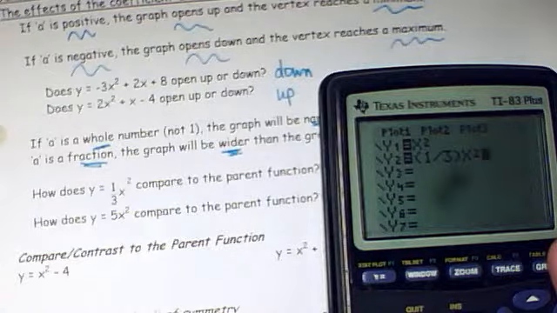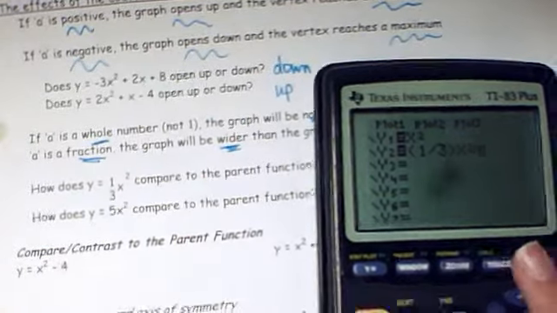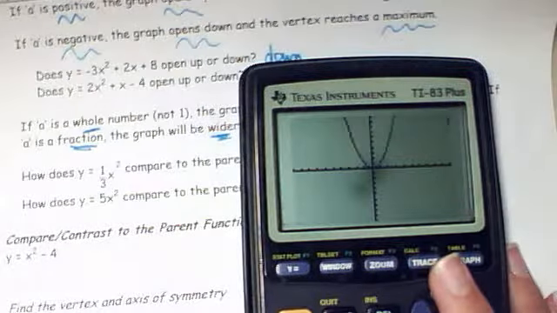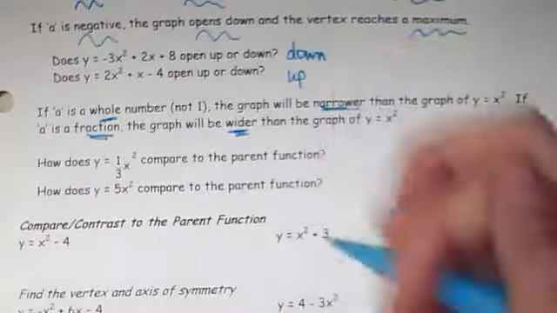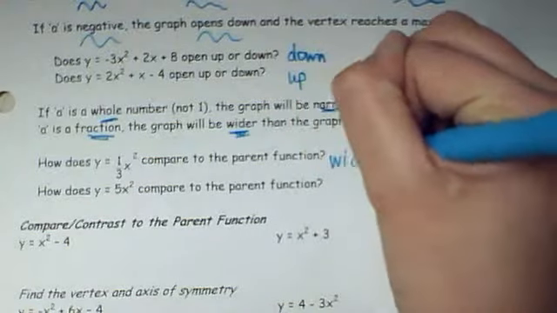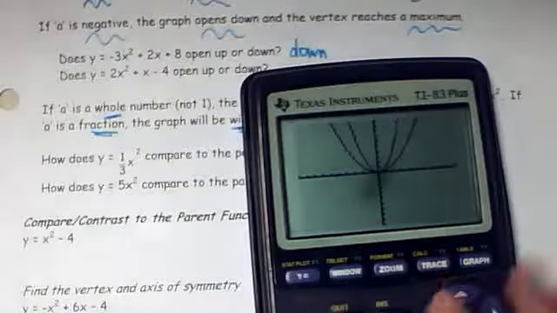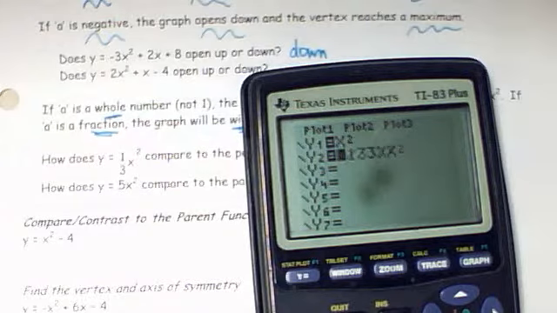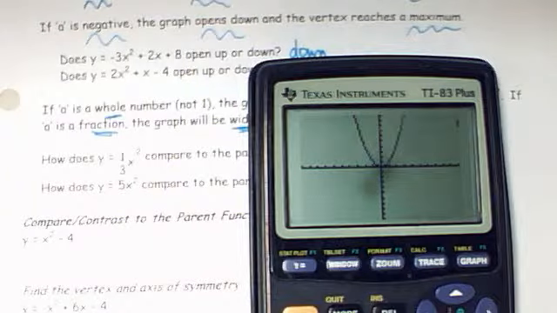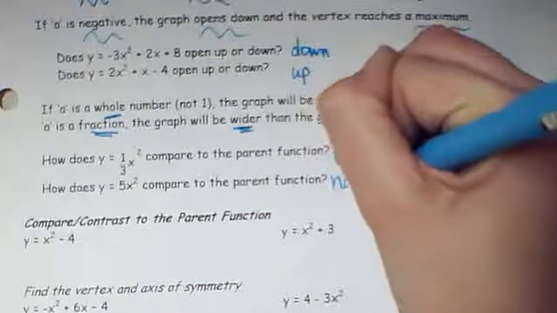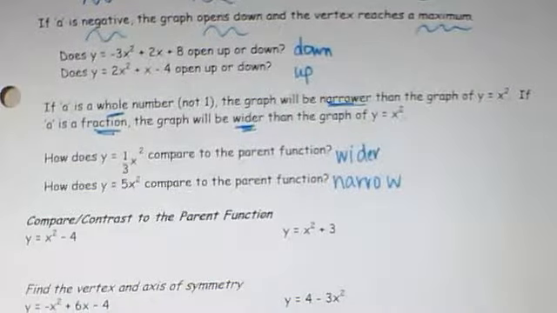And it's a fraction, so we are expecting it to be wider than the original graph. Let's watch what happens here. There's our original, and there's our second one, and our second one is definitely wider, so that's how it compares. The next one is 5x squared. Let's change that in our calculator. Take out that stuff right here, clear that out. 5x squared. It's a whole number, so we're expecting it to be narrower. There's our original and our second, which is indeed narrower. So as you can see, our A affects does it open up or down, and is it wide or narrow.